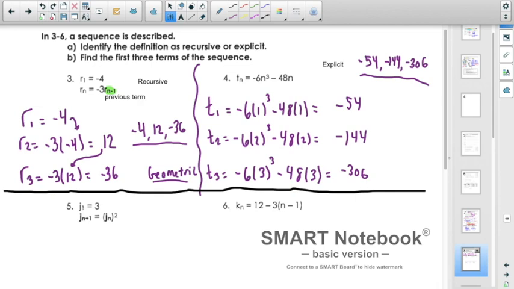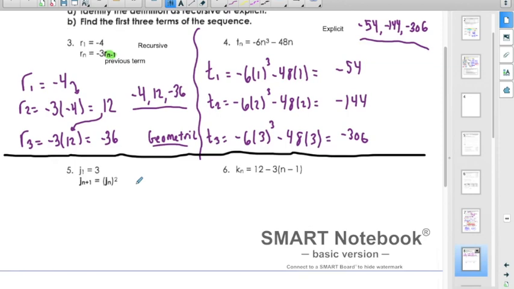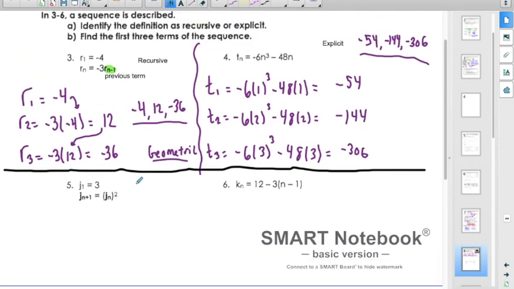Where we left off last night on day 2/3 of explicit versus recursive formulas. So this is exactly where we left off. We were doing some examples. So let's go on to number 5 here. Again, let's see what we're doing.